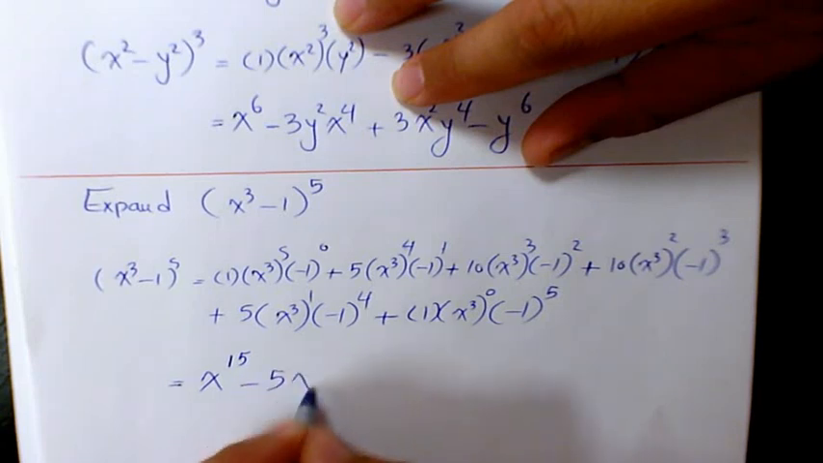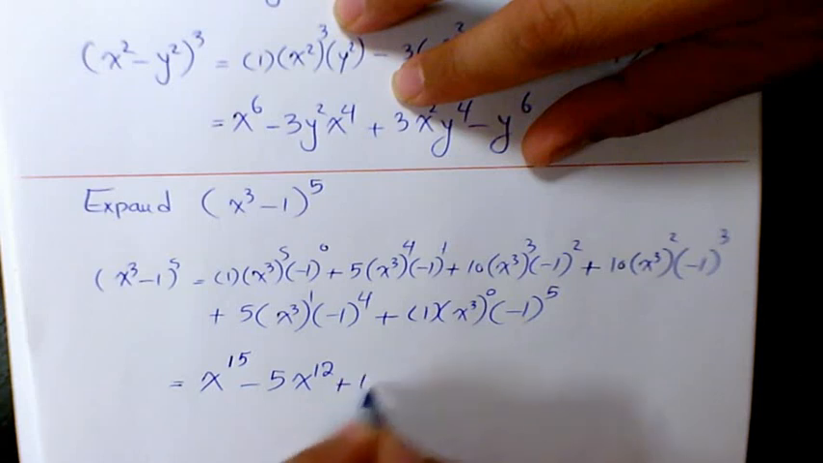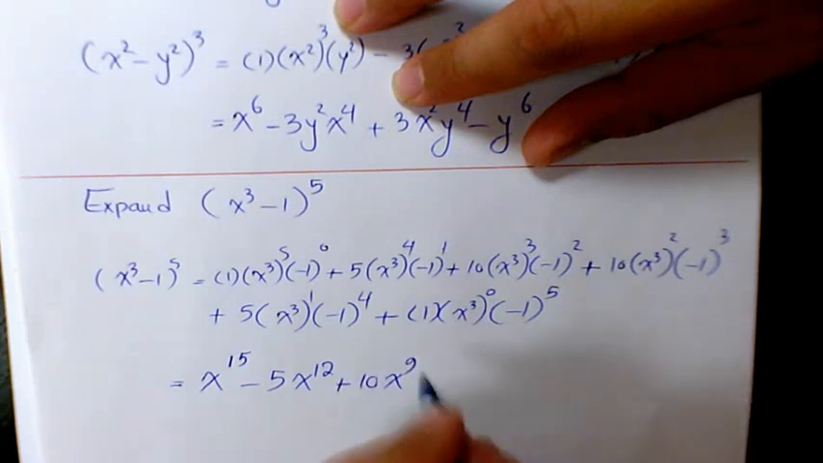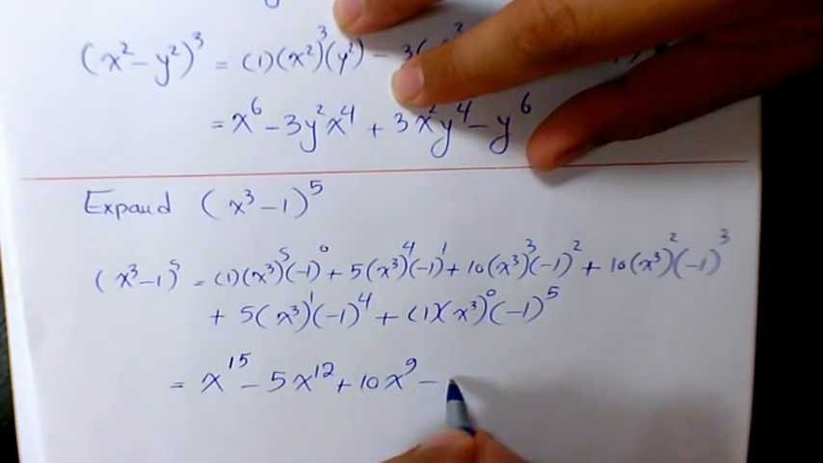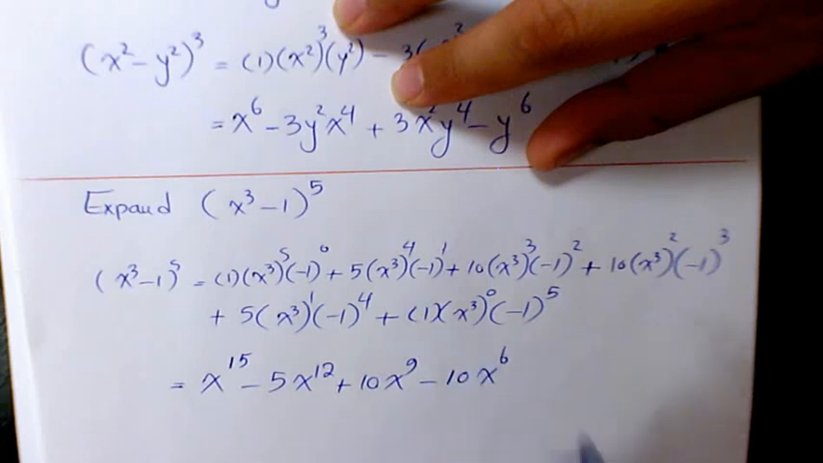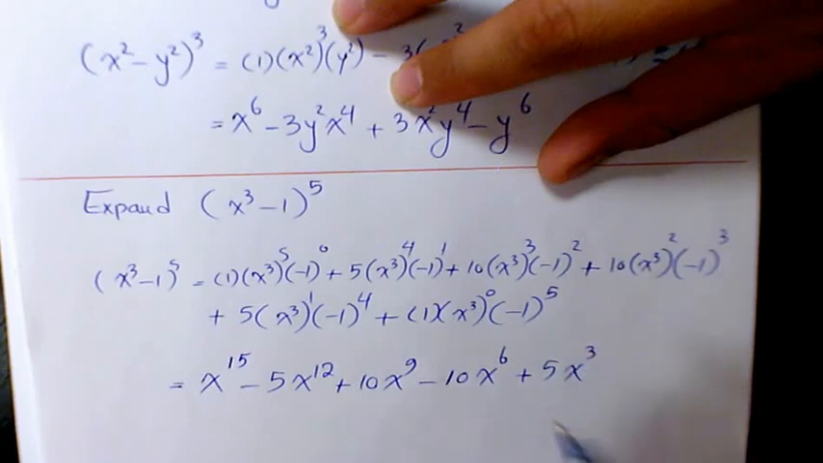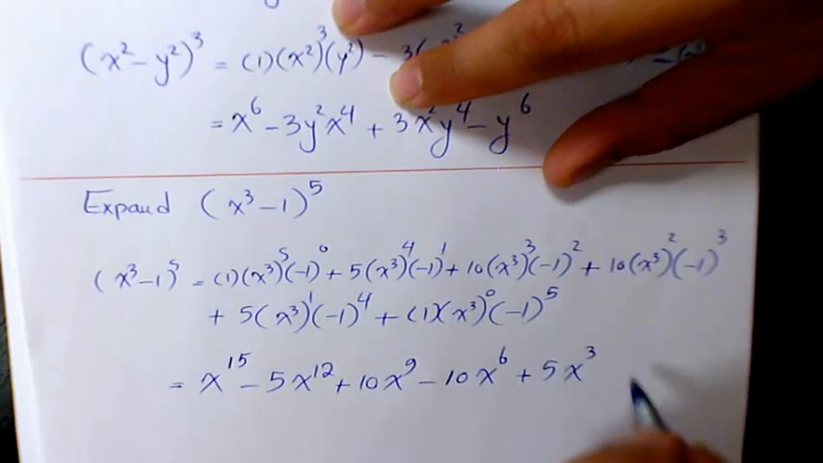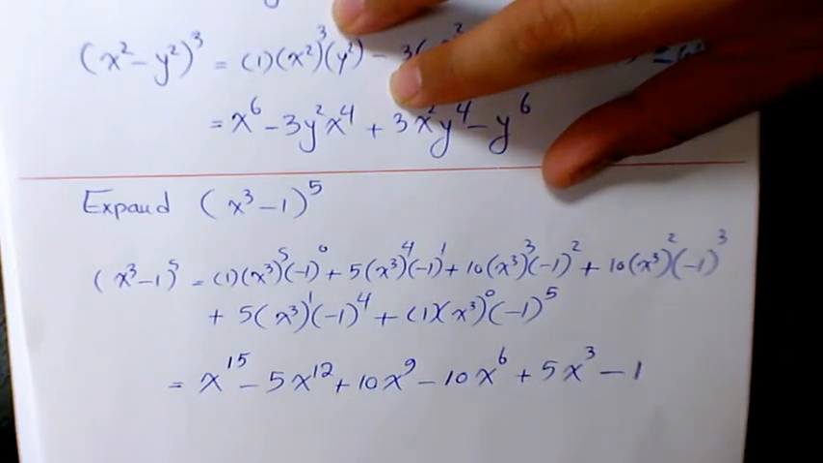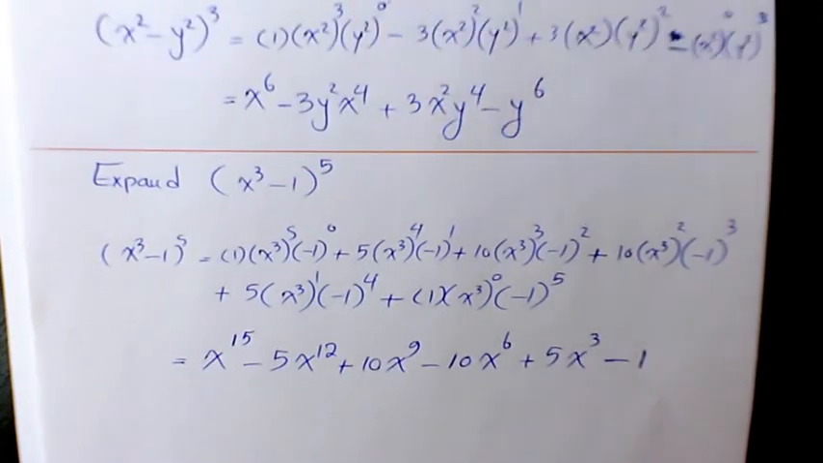minus 5x to the power of 12 plus 10x to the power of 9 minus 10x to the power of 6 plus 5x to the power of 3 minus 1. That's the final answer.